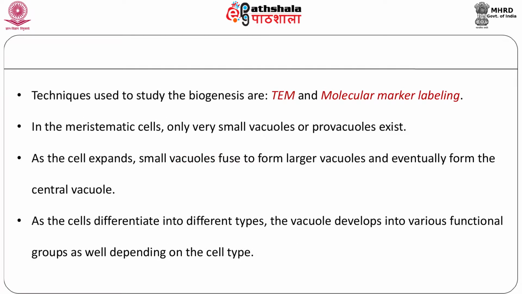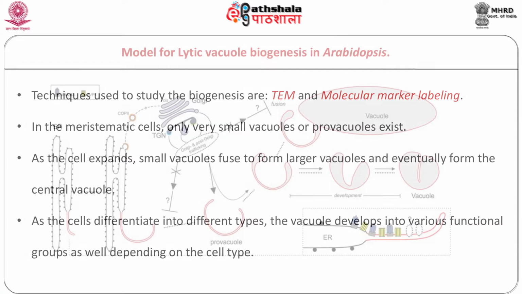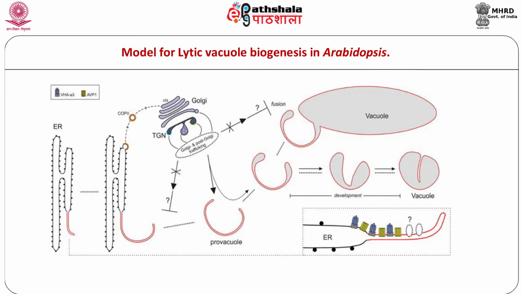Techniques used to study the biogenesis are TEM and molecular marker labeling. In the meristematic cell, only very small vacuoles or provacuoles exist. As the cell expands, small vacuoles fuse to form larger vacuoles and eventually form the central vacuole. As the cell differentiates into different types, the vacuole develops into various functional groups as well, depending on the cell type. Model for lytic vacuole biogenesis in Arabidopsis.